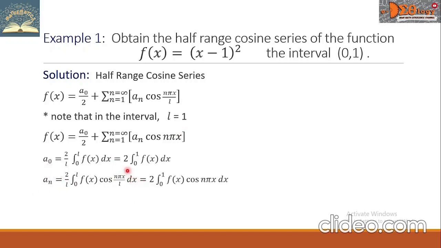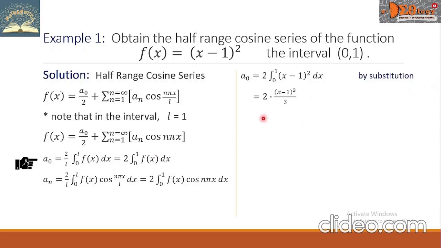The a sub 0 is now 2 times the definite integral from 0 to 1 of f of x dx. For a sub n, this is now equal to 2 times the definite integral from 0 to 1 of f of x times cosine n pi x dx. Let us now solve for a sub 0. Let us substitute the f of x value here, so it becomes like this. Let us do the integration by substitution.